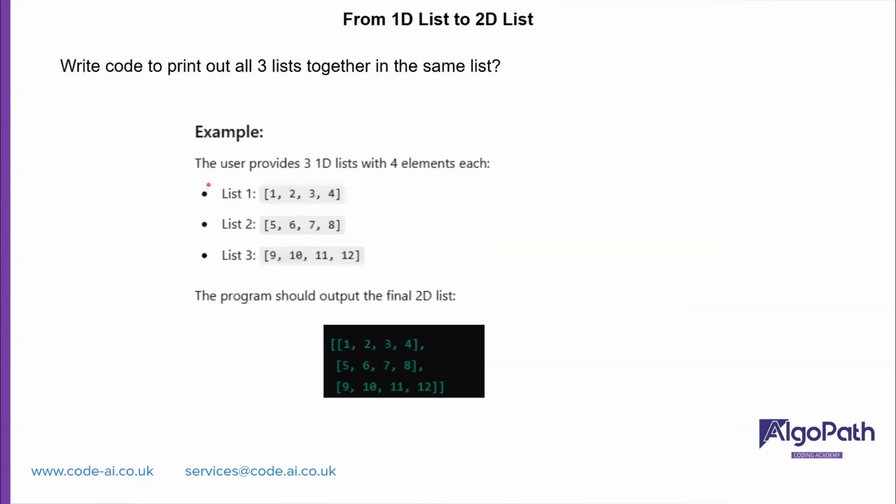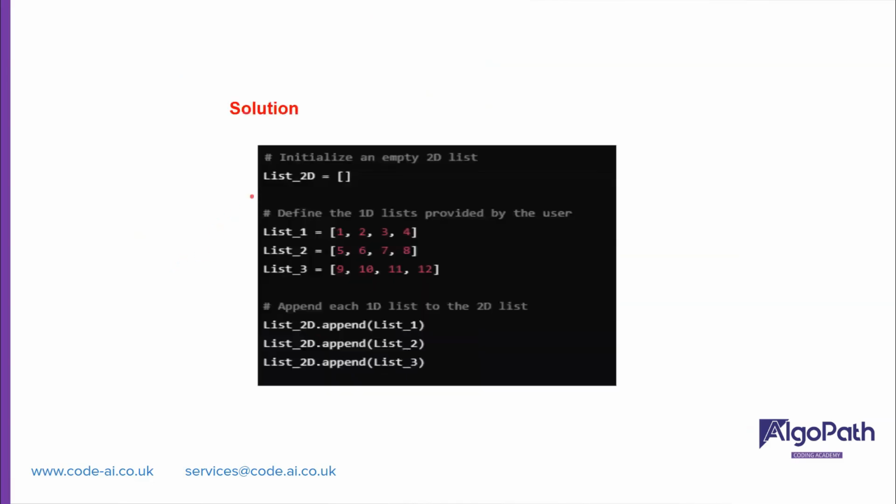Okay, activity time. Write a piece of code to print out all 3 lists together in the same list. Again, pause the video, have a go at doing this in Python and see what you can produce. Here's a solution. It's really quite a simple one in this case.